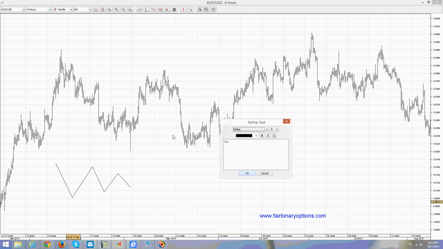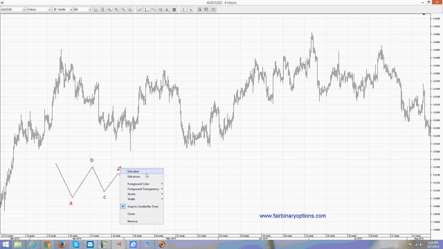Let's put here the letters. This would be wave A, the wave to the downside, the first wave. Then of course we should have the B wave, then the C wave, the D wave, and the E wave to the downside.